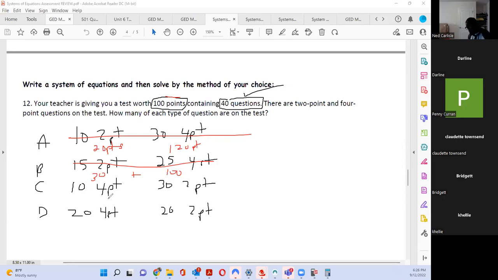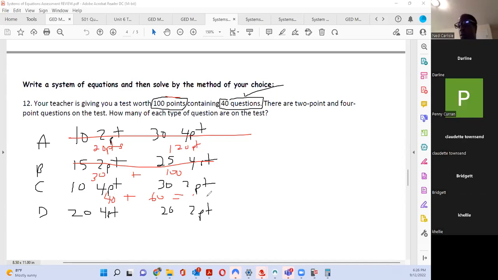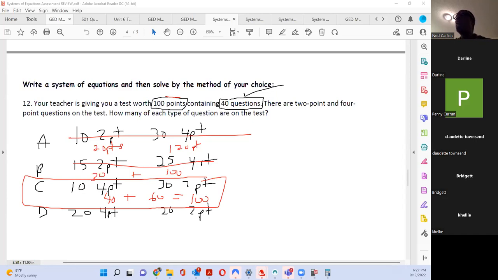What's 10 times 4 points? 40. And what's 30 times 2 points? 60. Okay, what's 40 plus 60? 100. That's no algebra. I'm done. That's without doing any algebra, using the multiple choice to solve this system of equations. Just substitute each value in and you'll be able to solve a system of equations.